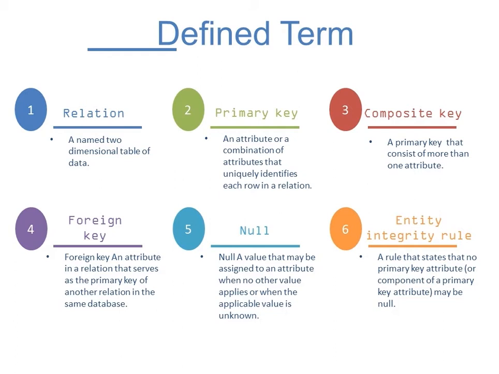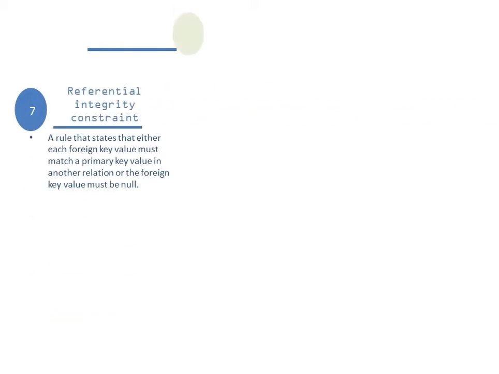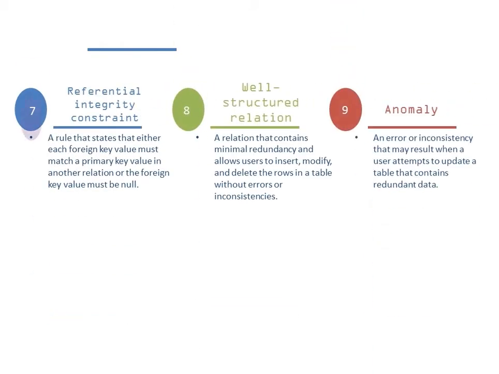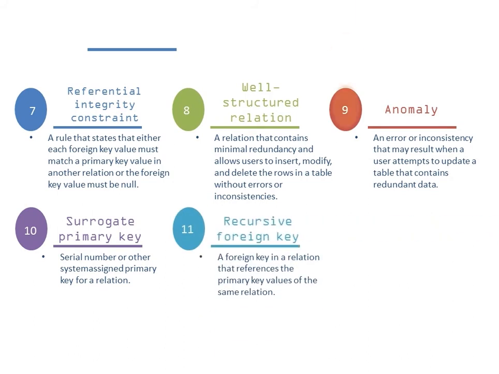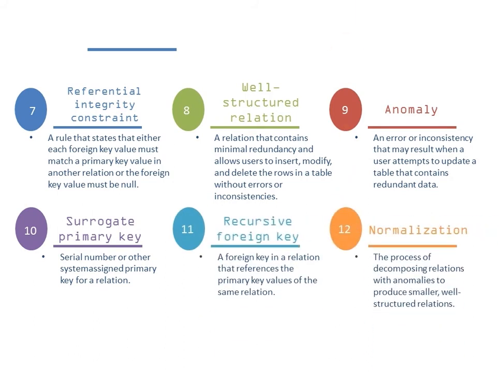And the sixth, entity integrity rule. The entity integrity rule is a rule that states that no primary key attribute, or component of a primary key attribute, may be null. And the next is the referential integrity constraint. The referential integrity constraint is a rule that states that either each foreign key value must match a primary key value in another relation, or the foreign key value must be null.